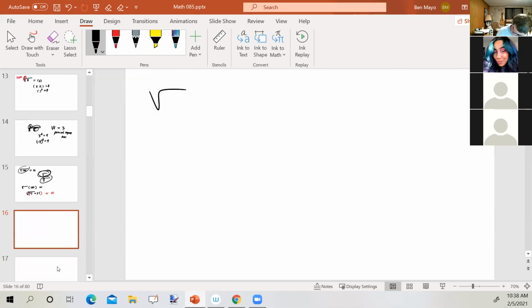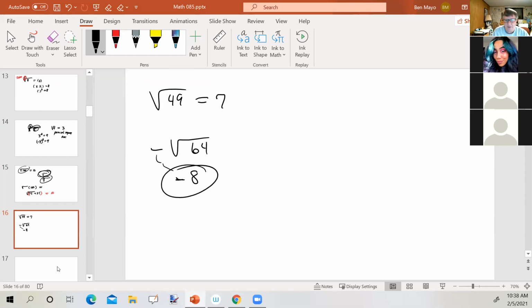How about the square root of 49? Well, what times itself is 49? That would be 7. 7 times 7 is 49. How about negative the square root of 64? That negative sign is outside the radical. It's outside the grouping symbol. So starting inside the grouping symbol, the square root of 64 is 8. That comes outside, and then this negative sign hits it. So final answer, -8.